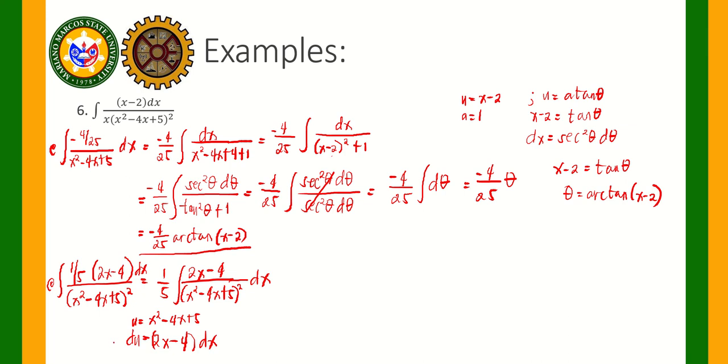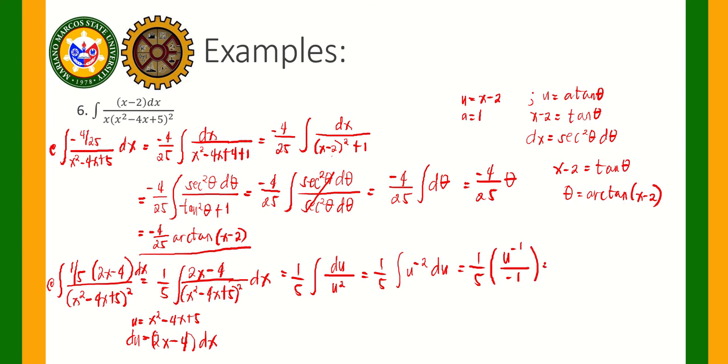So, we can substitute du here in this part. So, this will be equal to 1 over 5, the integral of du all over u squared. And this will be equal to 1 over 5 u to the negative 2 du. So, this is equal to 1 over 5 integral of u raised to negative 2 du, that is equal to u raised to negative 1 over negative 1.